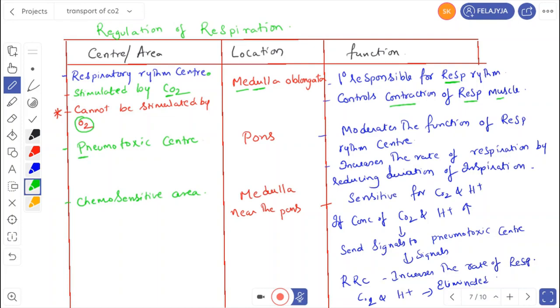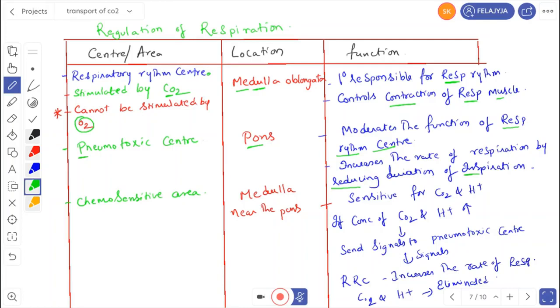Next one is the pneumotaxic center. The pneumotaxic center is present in the pons. What is the function of the pneumotaxic center? It moderates the function of the respiratory rhythm center. It increases the rate of respiration by reducing the duration of inspiration, that is, by decreasing the time of inspiration.